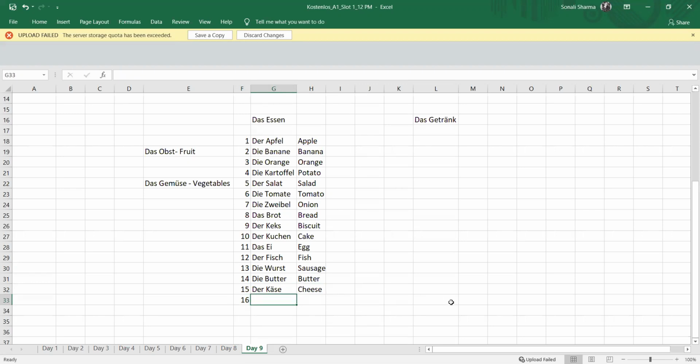Nummer 16 is der Zucker. Zucker is sugar. And this is Käse. Zucker is sugar.